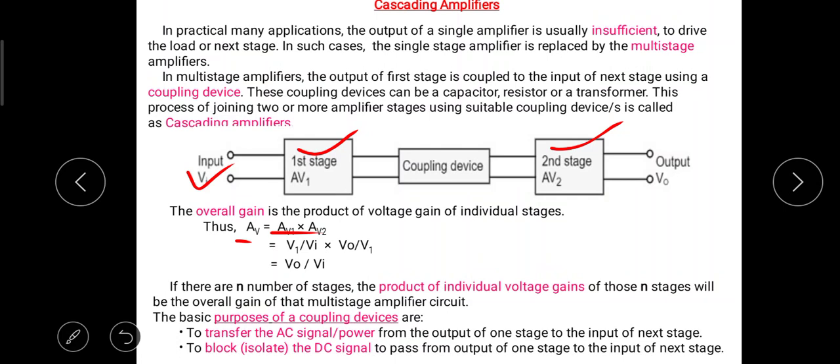Come to the basic purpose of coupling these devices. Here, the first and main object of connecting these amplifiers is to transfer the AC signal or AC power from the output of one stage to the input of the next stage, and second is to block or isolate the DC signal from passing from the output of one stage to the input of the next stage.